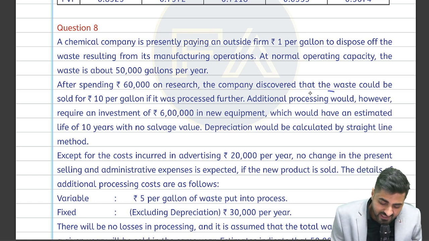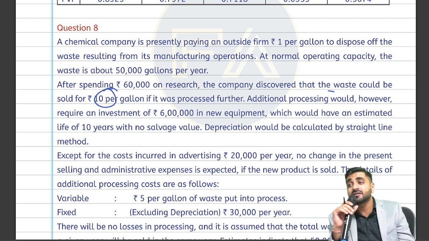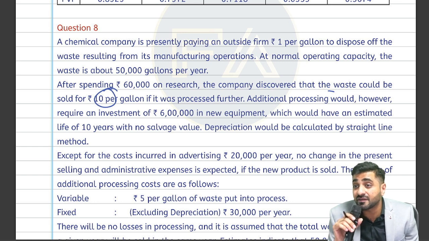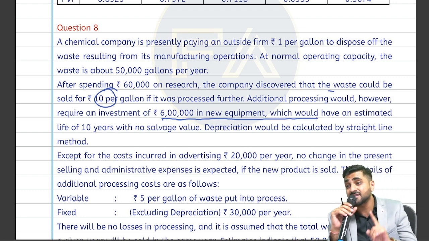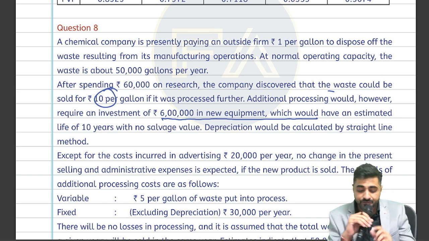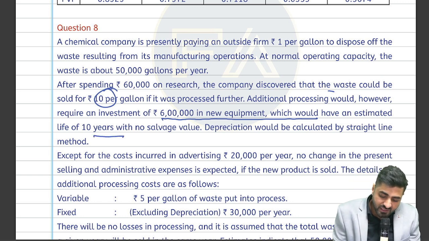Then the waste can be sold at what? ₹10 per gallon. So is there any sales which is available? Come on, yes or no? Yes, sir. And it would require an investment of ₹6 lakh in the new equipment. Can I say this is nothing but PV of CO? And the life is 10 years with no salvage.